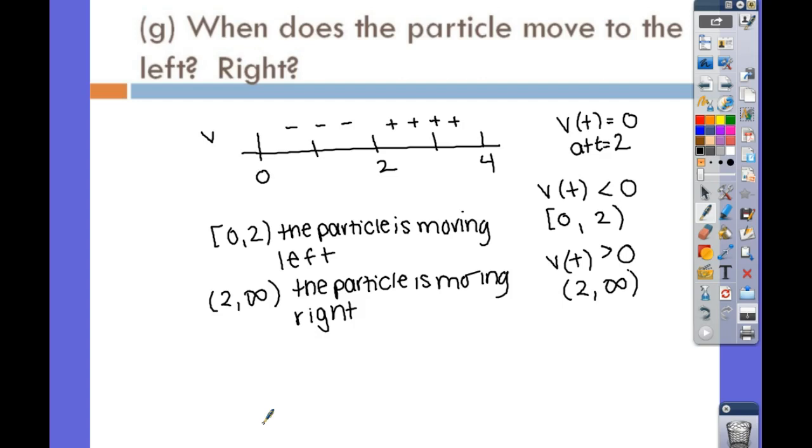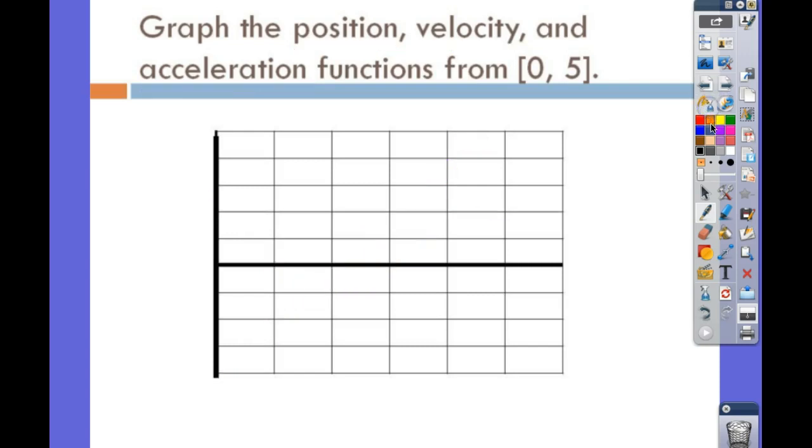Okay? Graph position, velocity, and acceleration on that number line. If anybody wants different, I have colored pencils and crayons if you want them. Let's start with position. So we said that the particle started at what point? What was S of 0? 3. So we know S of 0 is at 3.